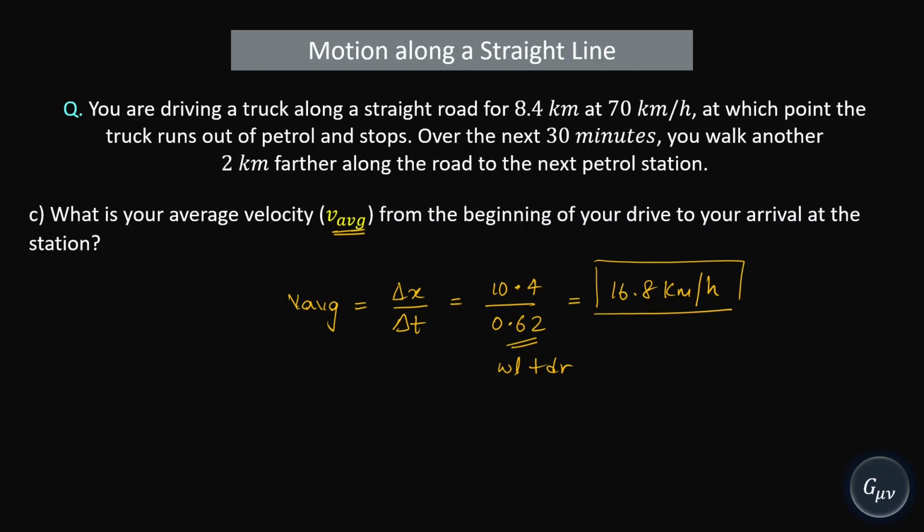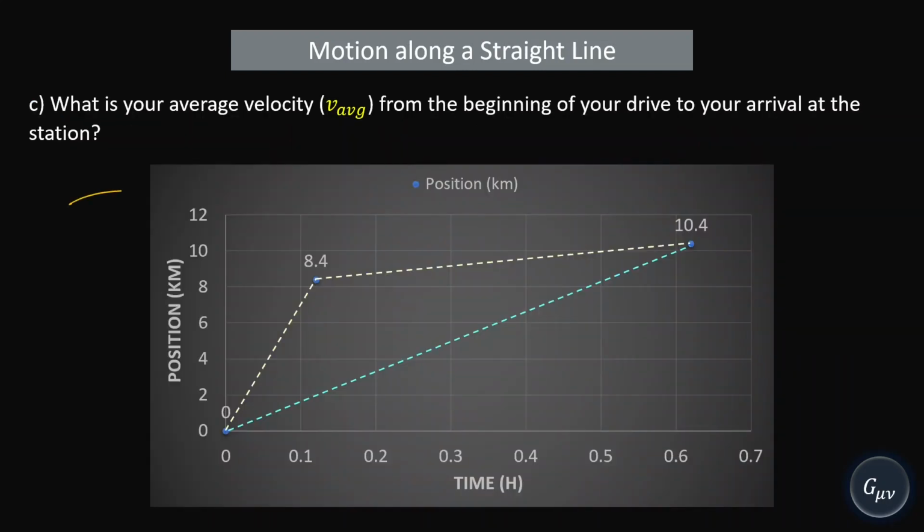Now let's look at the situation graphically. So this here is the position time graph. In the first part of the journey, you were driving for 0.12 hours and you traveled 8.4 kilometers. So this line from here to here indicates the driving part, right? Now, in the second part of the journey, you walked to the station for 0.50 hours and you traveled 2 kilometers. So this line from here to here indicates the walking part. So this is the initial position and this is the final point. If we join these 2 points, we get a straight line, right?